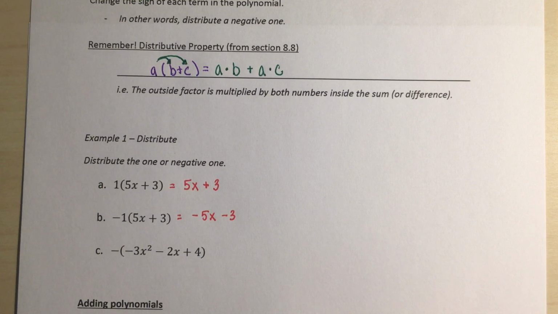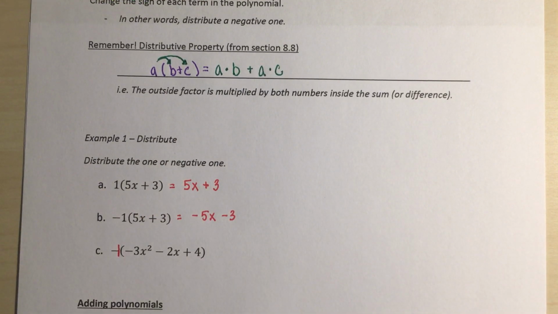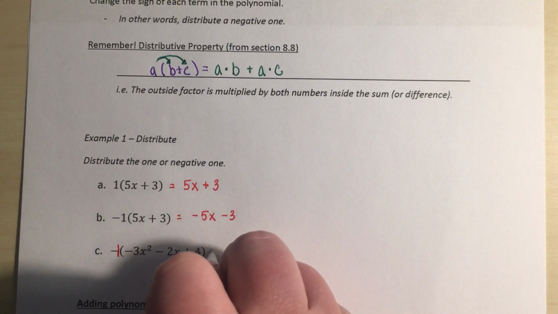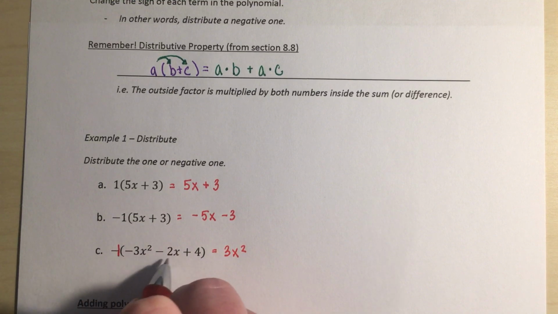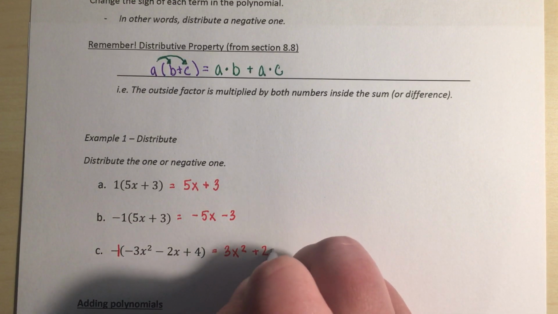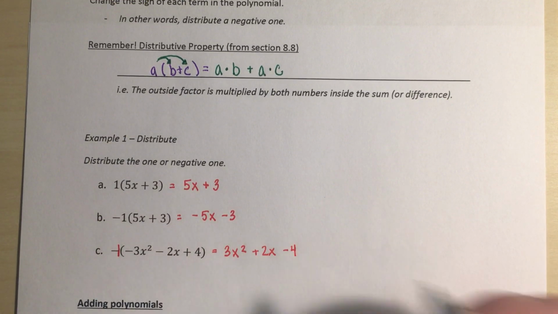Now, we do want to keep in mind, especially as we're going through this section, a lot of times we're not going to see that 1 that's in there. We're just going to see a negative sign out front. But if it's helpful for you, you can definitely write in a 1, because that negative sign means we're multiplying everything by -1. So negative times negative is going to give us a positive 3x squared. -1 times -2 is going to give us a positive 2x. -1 times +4 is going to give us a -4.